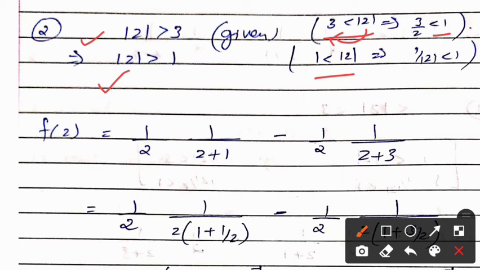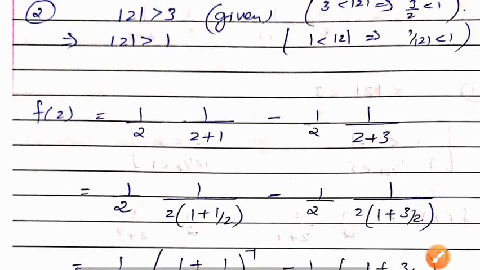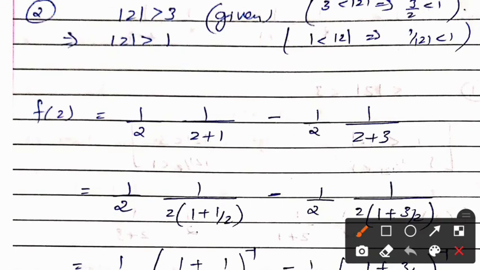Again, I want this number less than 1, so I will take this to the denominator portion. I get 1 by mod z less than 1. Now I will try to set this in the given function. Here I have z plus 1, and I have to put 1 by z. If I want 1 by z, I have to take z common. So if I take z common, I get 1 plus 1 by z.